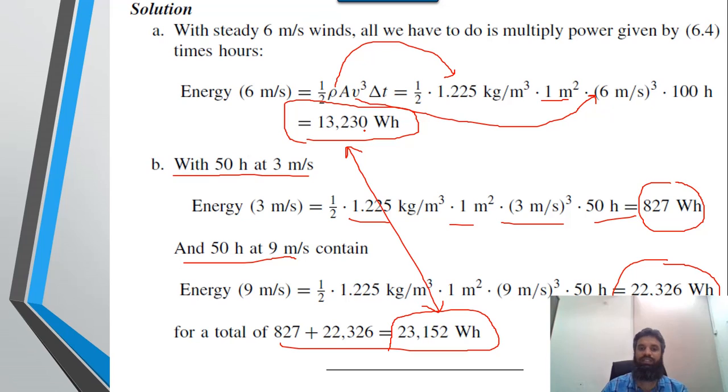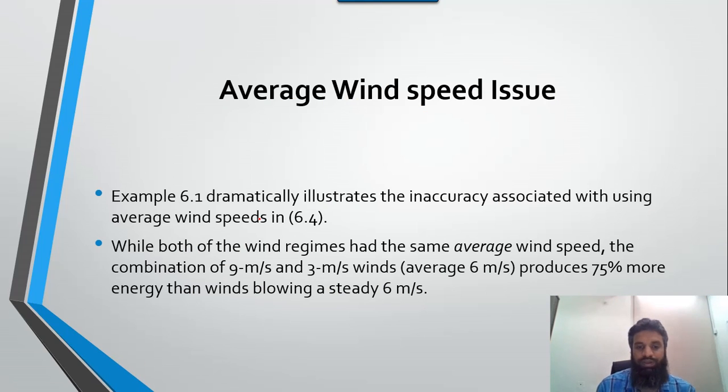100 hours is 13,230, and the power for 100 hours, but for the first 50 hours it is 3 meter per second, and for the second 50 hours it is 9 meter per second. So the overall power which is generated is 23,152. So there is a huge difference between these two powers.